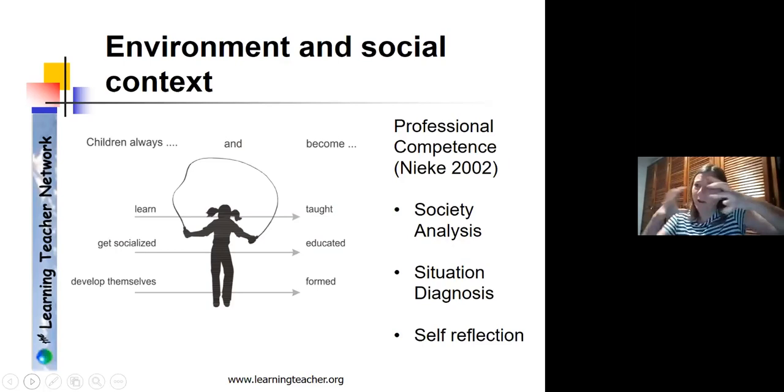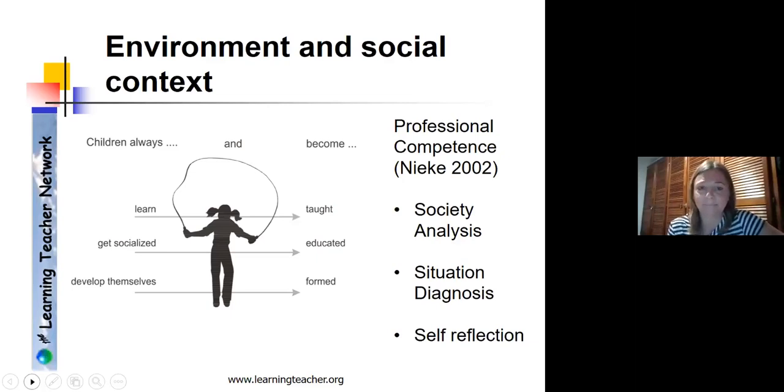Yeah, the context must be worked, even though I have a clear red line in my lesson. I will not talk maybe intensively on society analysis, but my lesson changes if I have clear in my context the society analysis and the situation diagnosis. So it's very important to have this wider contextual thinking.